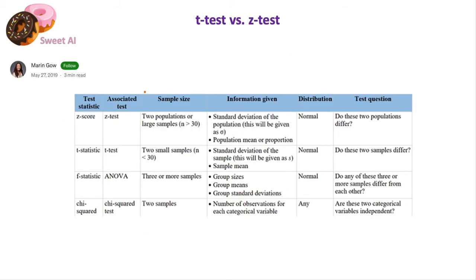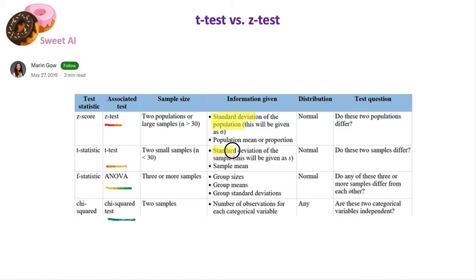This is a very good table that I got from this blog by Maureen. So these are different test statistics: z-score, t, f, and chi-score. And the associated tests are z-test, t-test, and the ANOVA test is going to be used for the f-test and the chi-score. It says this one is good for 2 populations or large samples, 2 small samples, and 3 and more.